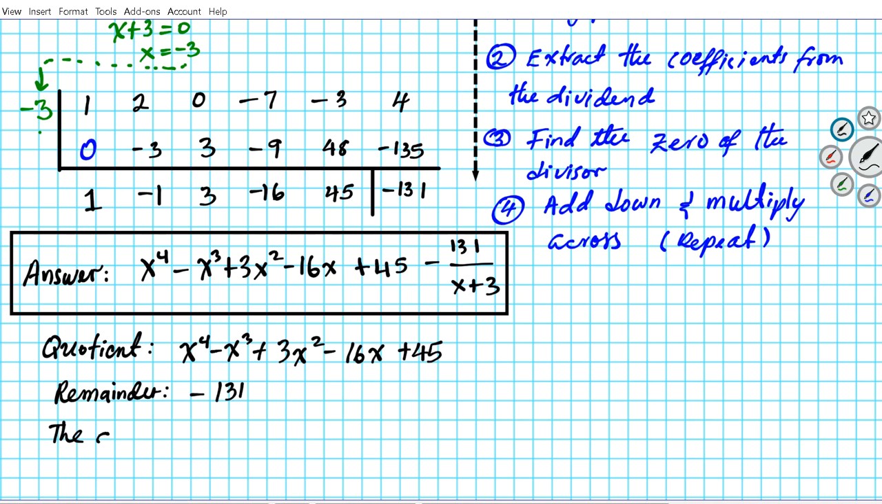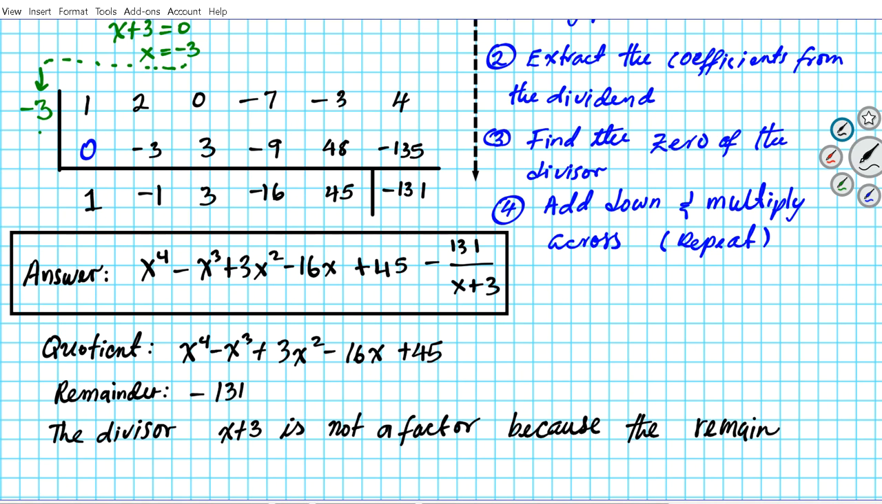The divisor, which is x plus 3, is not a factor. Why is that? It's not a factor because we have a non-zero remainder. It's not a factor because the remainder is not 0.